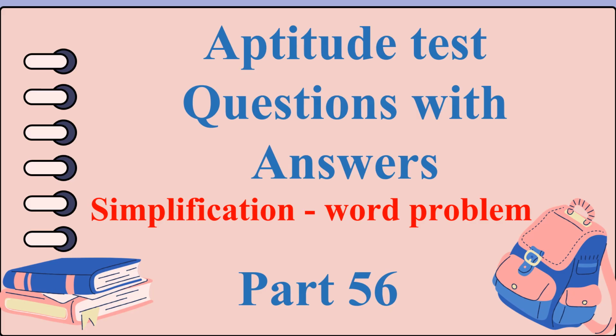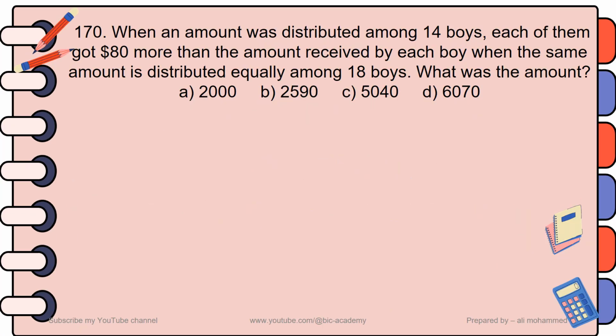Now let's go to the question. Question number 170. When an amount was distributed among 14 boys, each of them gets $80 more than the amount received by each boy when the same amount is distributed equally among 18 boys. What was the amount? A. 2,000, B. 2,590, C. 5,040, D. 6,070.